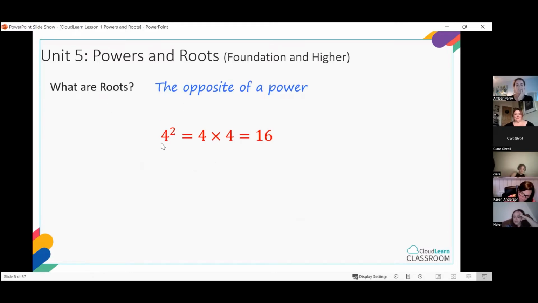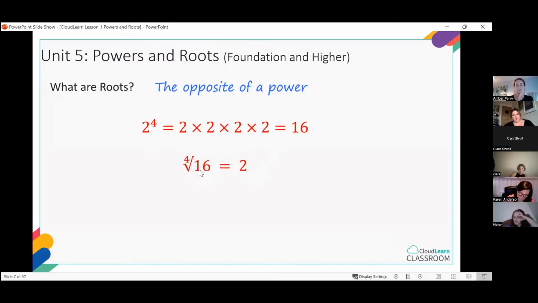If we say 4 to the power of 2, so that's 4 times 4, is 16, then we would say that the square root of 16 is 4. And this works for all roots. So we could say, for example, 2 to the power of 4 is 2 times 2 times 2 times 2, which is 16. The fourth root of 16 is 2, okay? So it's just working in the opposite way.